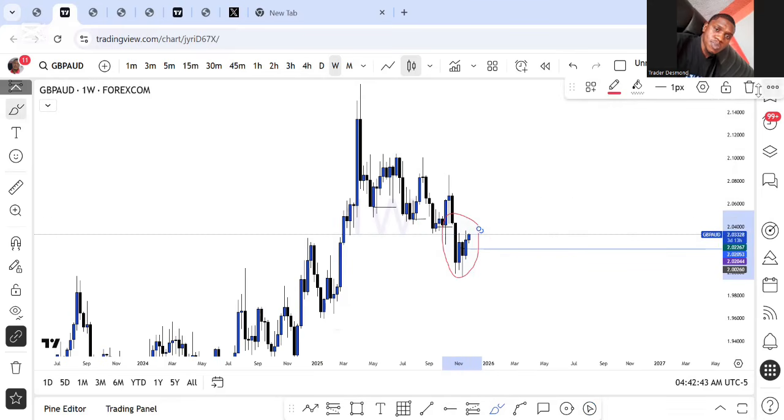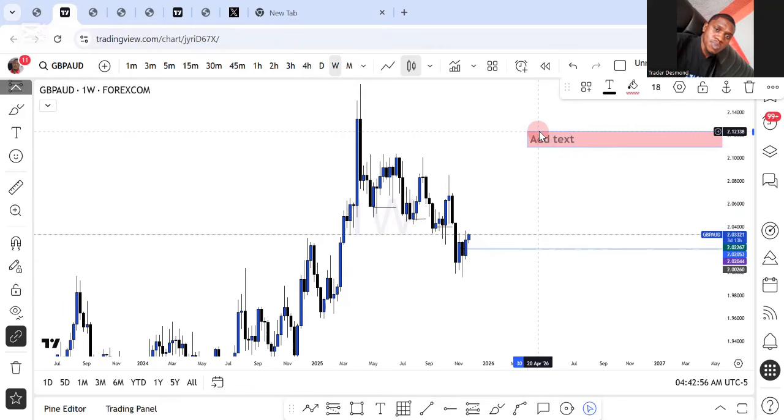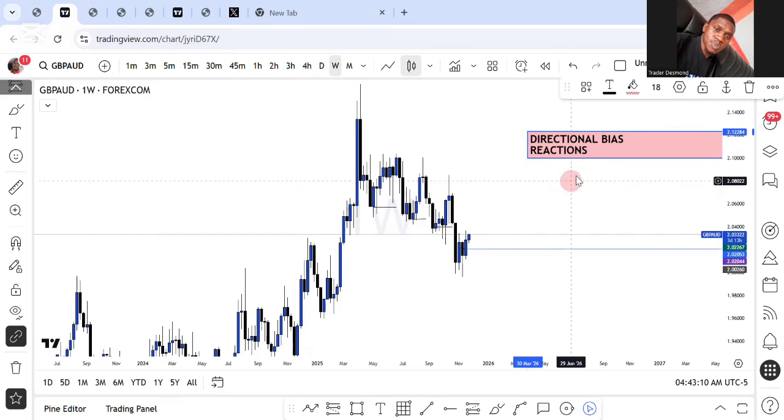This is why I'm trying to know the trend, because it is something you need to do. Very, very important. The first thing when you come to your charts, you want to be able to identify the general directional bias. You want to be able to know reaction zones, reaction areas. These reaction areas can be where the market has reacted before in the past.